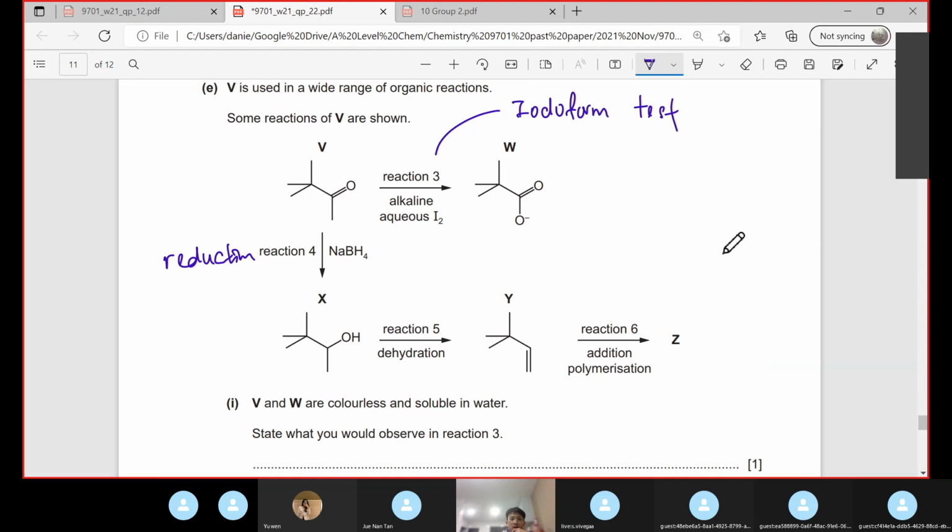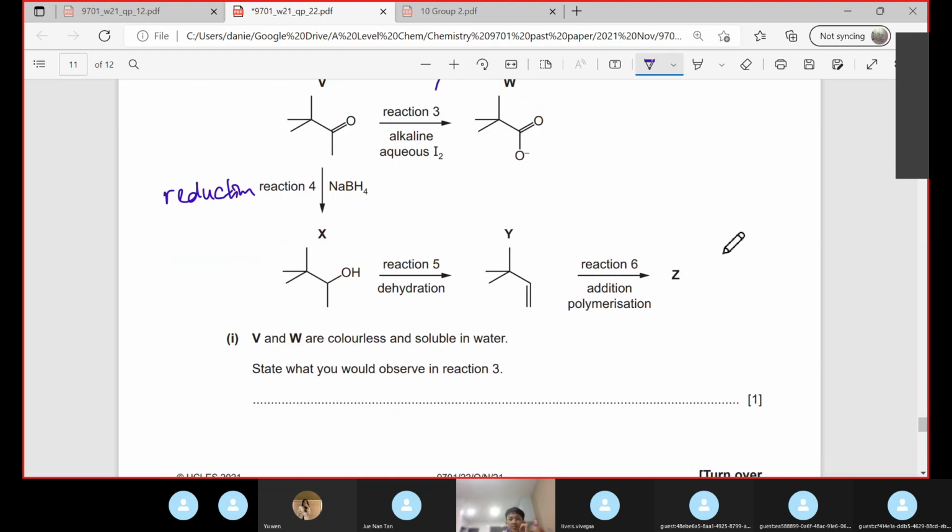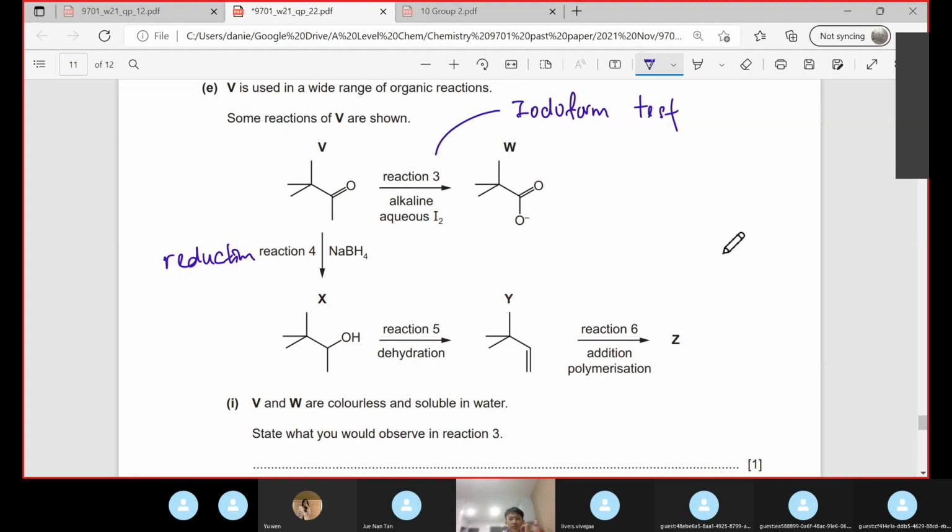So what would you observe in reaction 3, if there is a positive result or positive observation?